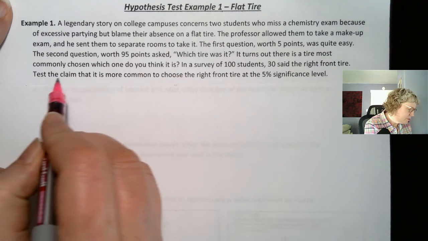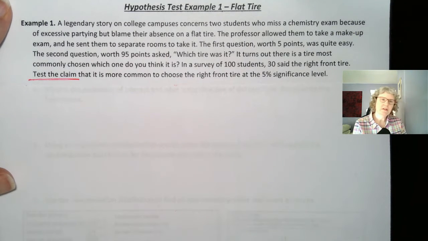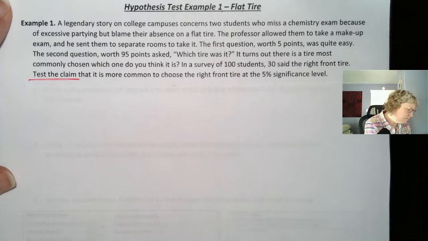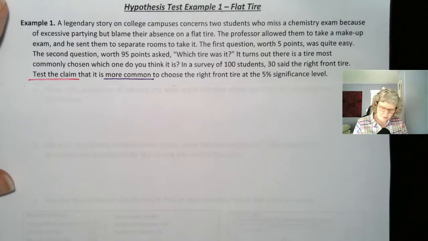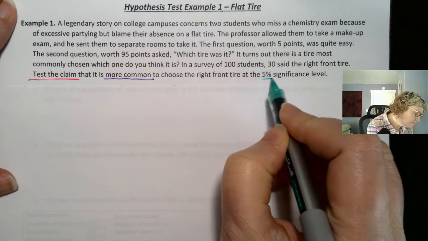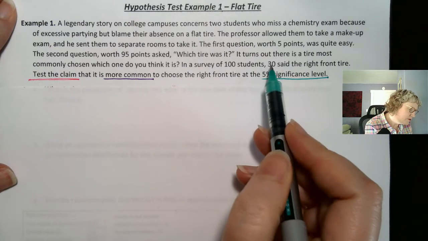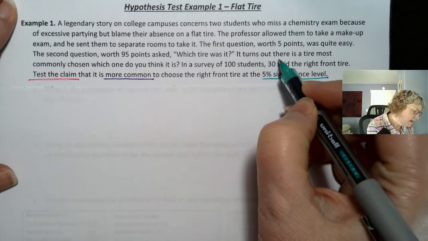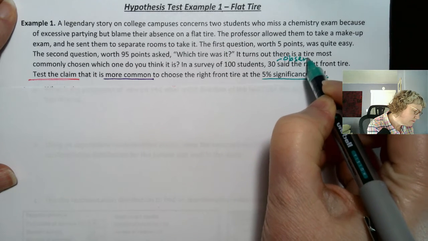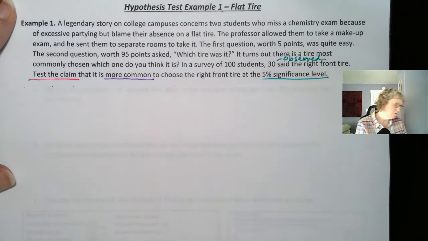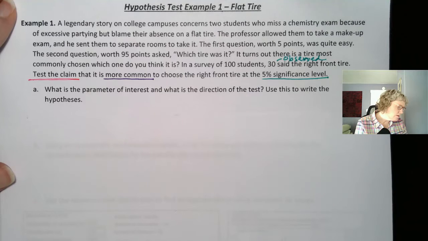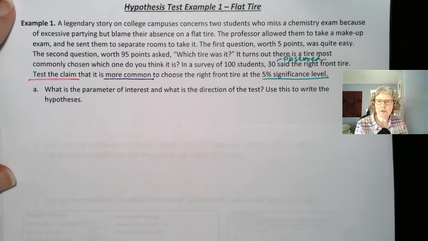So in a hypothesis test question, we're always looking for what's the claim. We're going to test the claim that it's more common to choose the right front tire at the 5% significance level. Okay, and then in our survey, this is our observed result, the 30 out of 100. Observed result. Okay, so let's start with our first step. What's the parameter of interest and what's the direction of the test? Use this to write the hypotheses.